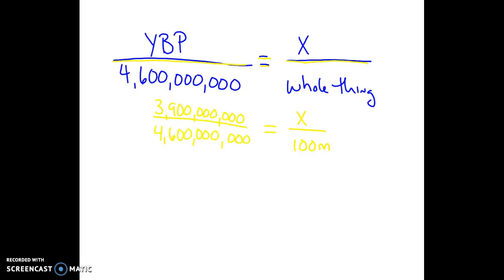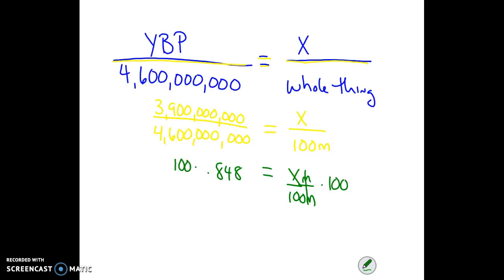Okay, so you do your calculation. When I do this on my calculator, 3.9 divided by 4.6, I get 0.848 equals x over 100. In order to solve for x, and really we're talking about x meters over 100, the meters cancel out. Meter divided by meter is 1, so I multiply both sides by 100.